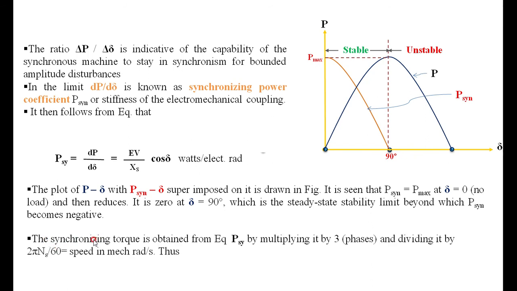The synchronizing torque is obtained by dividing the synchronizing power by 2 pi Ns by 60. That is, synchronizing torque is equal to synchronizing power divided by 2 pi Ns by 60, in Newton meter per mechanical radian. This is how we have to analyze the role of the synchronizing power in keeping the system in a stable condition.